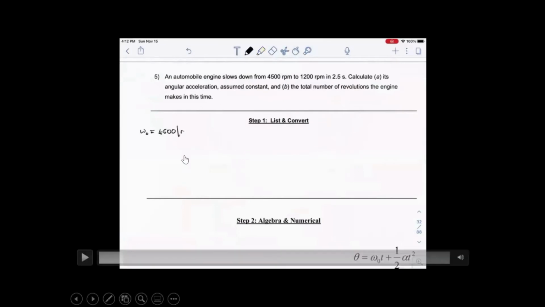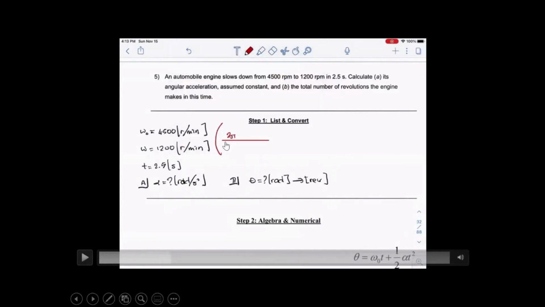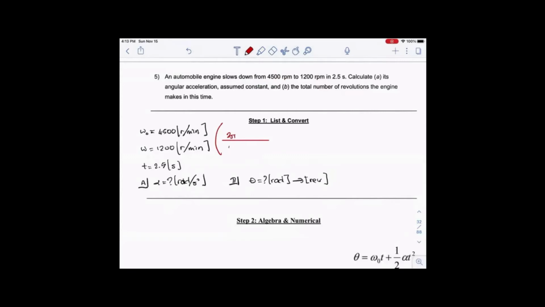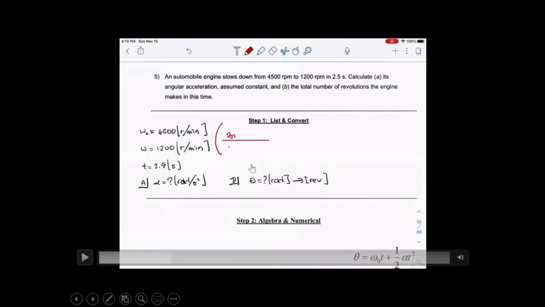All right, so once again, list everything. We've got 4,500 revolutions per minute, so that's the initial speed. It's going to go from 4,500 revolutions per minute to 1,200 revolutions per minute within 2.5 seconds. What's the angular acceleration? And how many revolutions will it make within that time period? Literally the most difficult thing in this chapter is probably going to be these weird conversions. Revolutions per minute needs to be expressed in terms of radians per second. So you have to get to the proper unit.